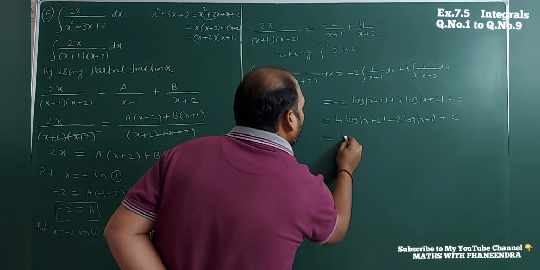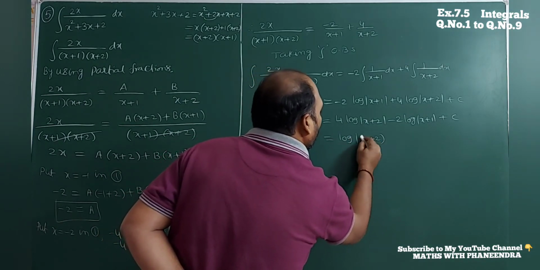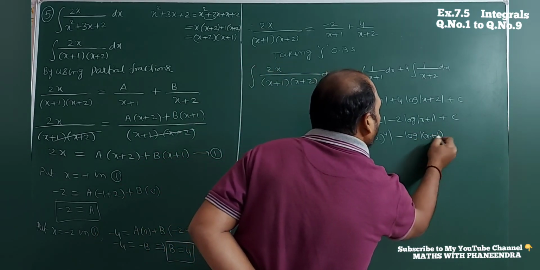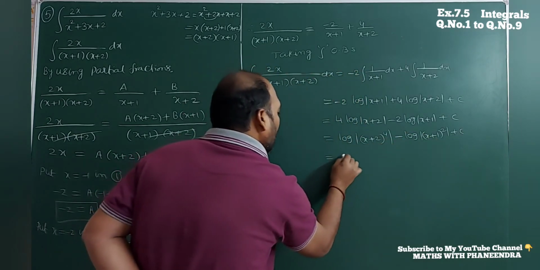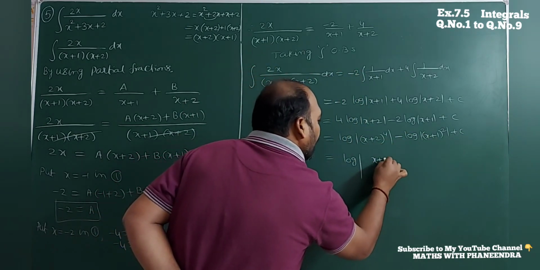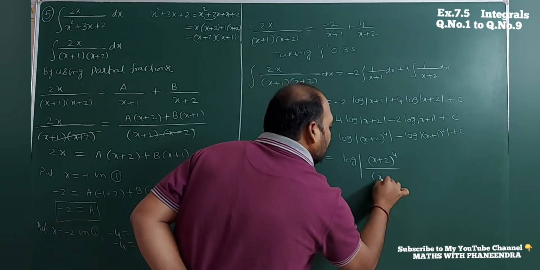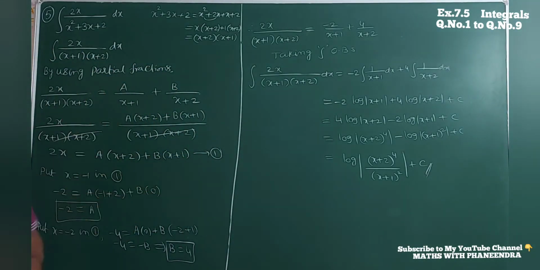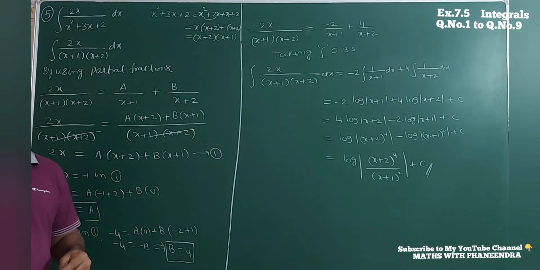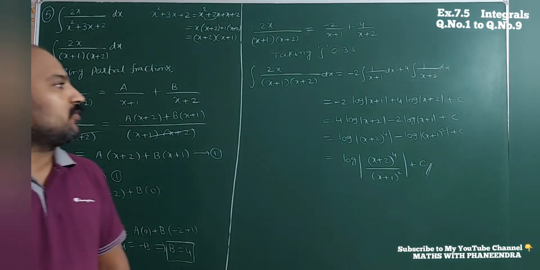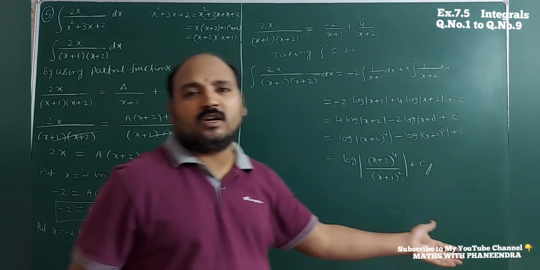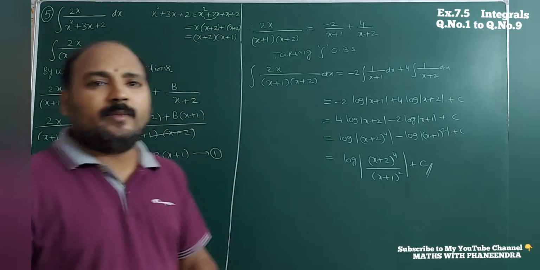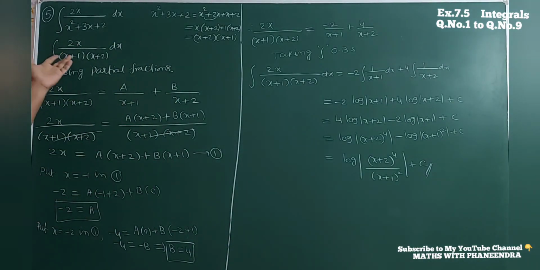Still, if you want, you can write log of x plus 2 whole power 4 minus log of x plus 1 whole square plus c. Log a minus log b is log a by b. So log mod x plus 2 whole power 4 by x plus 1 whole square plus c. This is the way we can do, dear students. Here you can put either c or log c also. Otherwise, till here also is the correct answer. No need to simplify in that way. You can leave it like this. Why? Because they are asking to integrate this function.